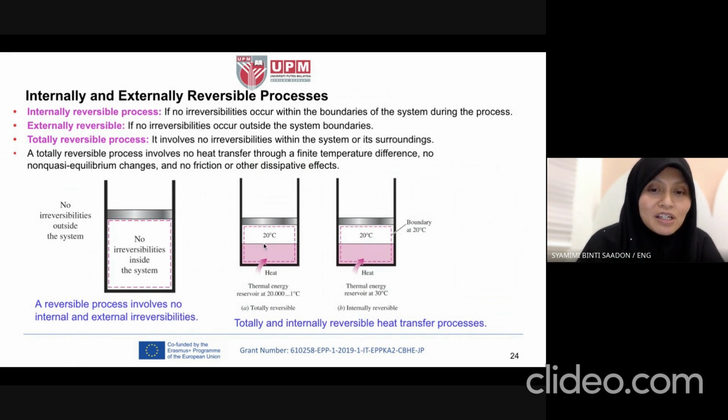Outside the boundary, there are no irreversibilities. And a totally reversible process means internally and externally it is reversible. This means that we define our boundaries, and within the boundaries we analyze our system. A totally reversible process involves no heat transfer through a finite temperature difference, no non-quasi-equilibrium changes, and no friction or other dissipative effects. Means within the boundary, we consider it an ideal reversible process. Usually we will make an assumption like this.